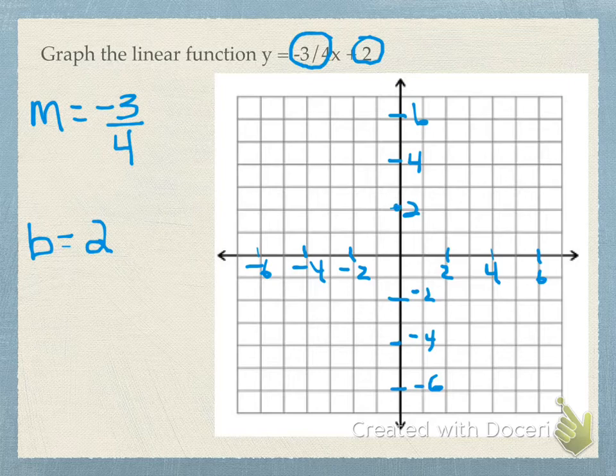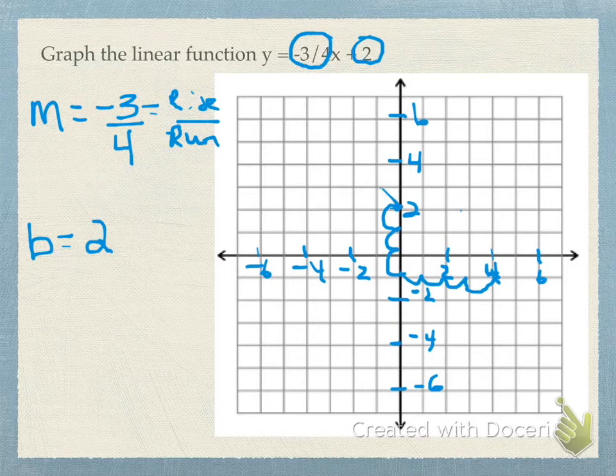Now I'm going to use my slope, which is -3 over 4. And remember that this is rise over run. So from the point 2, I have to go down 3, 1, 2, 3, and then to the right 4, because that's my run number. 1, 2, 3, 4. And where I leave off, I'm going to put a dot there. And using a ruler, I'm going to connect these two dots.